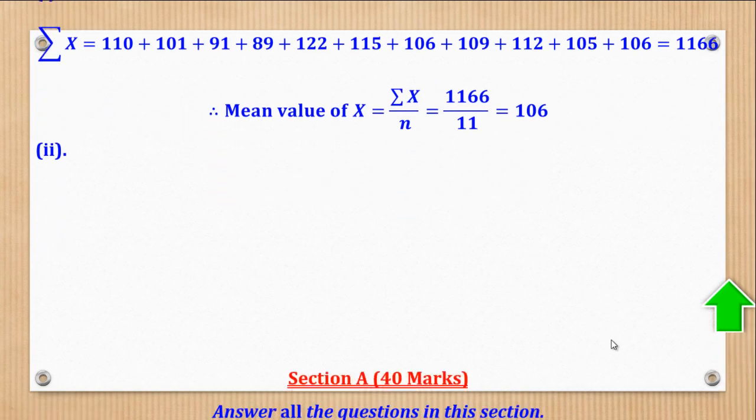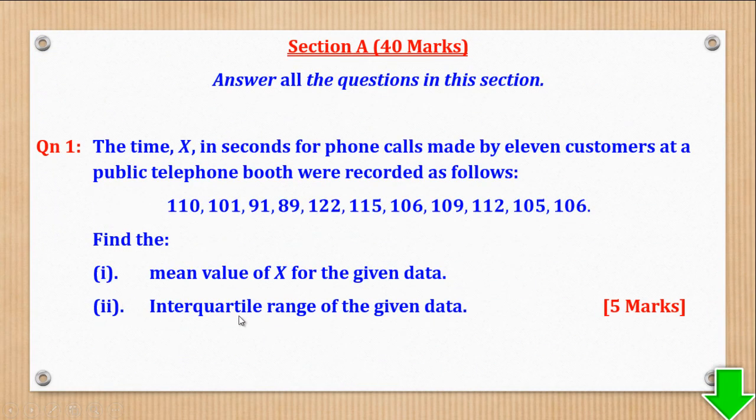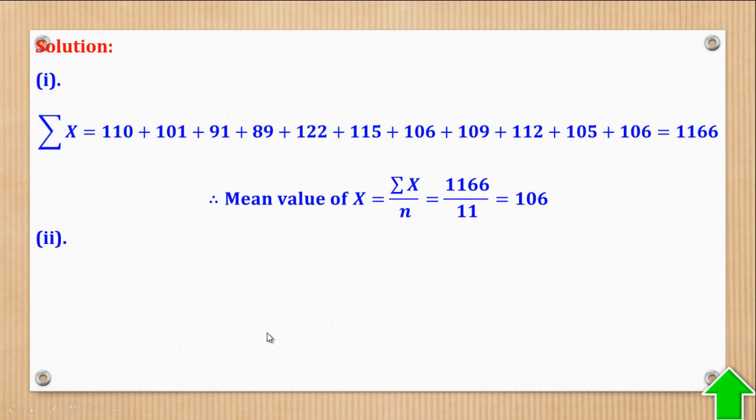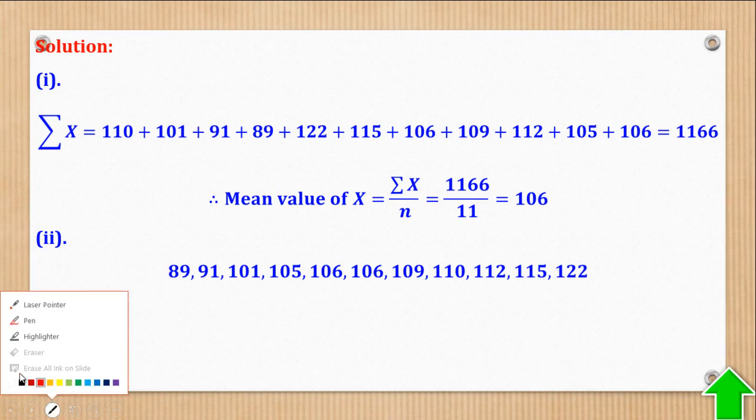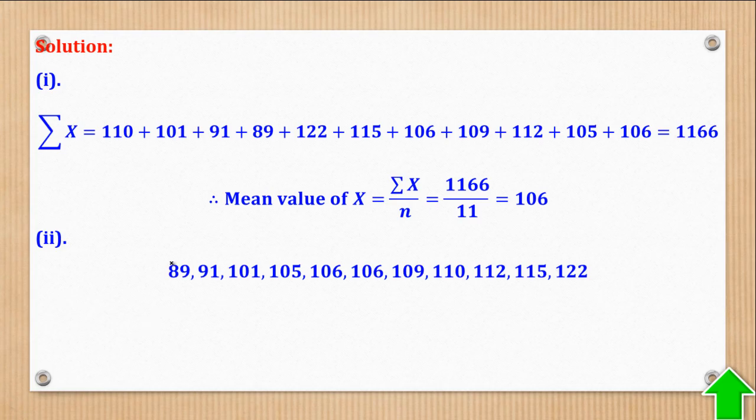Now we shall go to Roman 2, which wanted us to get the interquartile range for the given data. When it comes to the interquartile range, we arrange in ascending order. Then after that, we look for the median. So pair this with this, this with this, this with this. So this becomes our median. Therefore, we shall circle it and call it the median.